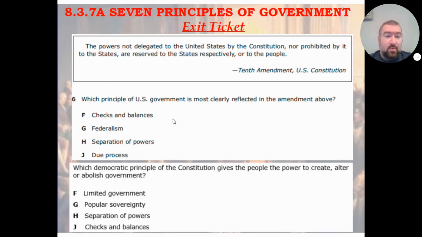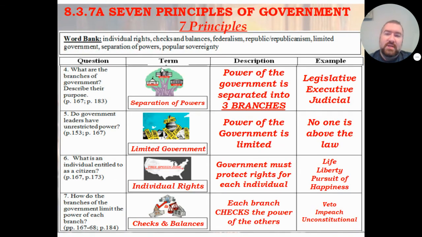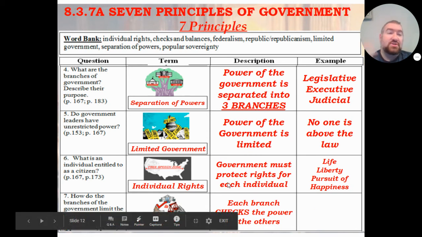You're going to be doing the second one on your own, but we're going to work on this first one together. It says the powers not delegated to the United States by the Constitution nor prohibited by it to the states are reserved to the states respectively or to the people. What exactly does that mean? Well, let's look for our shared terms. The words that you need to remember for separation of powers are three branches. Words that you need to remember for checks and balances: checks, veto, impeach, unconstitutional.